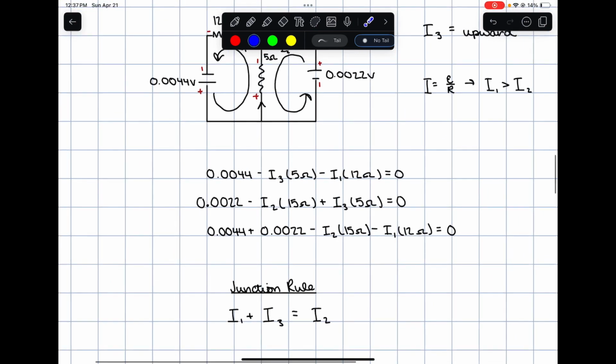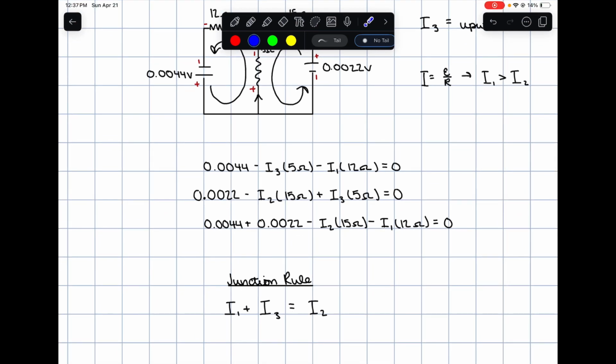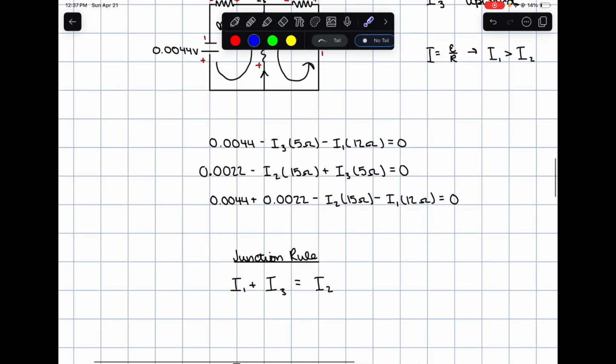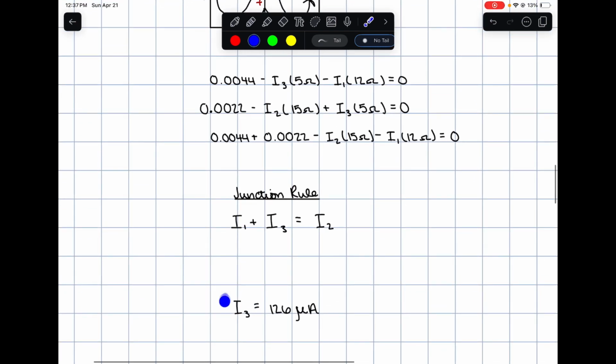Finally, to help us when we plug this into our calculator, let's look at the junction rule and find that both I1 and I3 traveling inwards are equal to I2, the resulting current. Now that we have the three loop equations and the junction rule, we can plug them all into our calculator and solve for I3, which is 126 microamps.